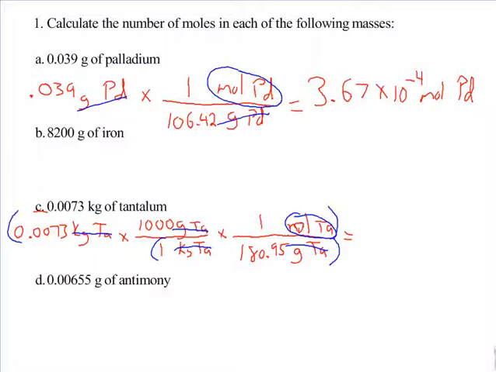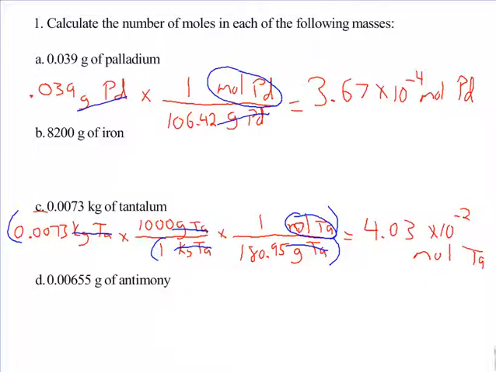So your final answer for 1C should be 4.03 times 10 to the negative 2 moles of Ta. And yes, that's the same as 0.0403 if you put it in standard notation.